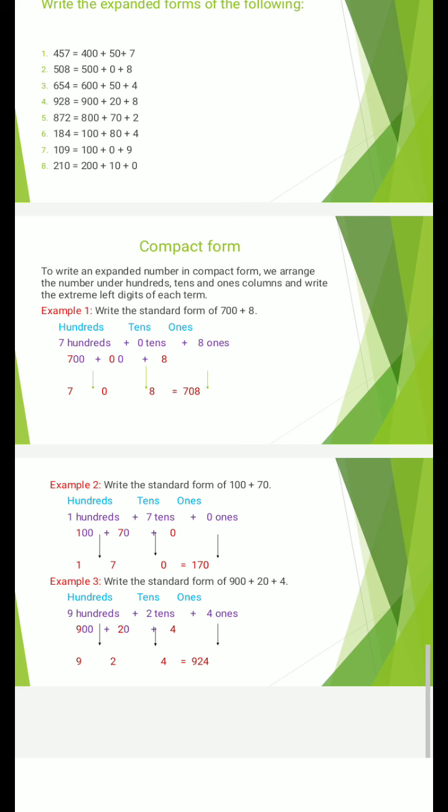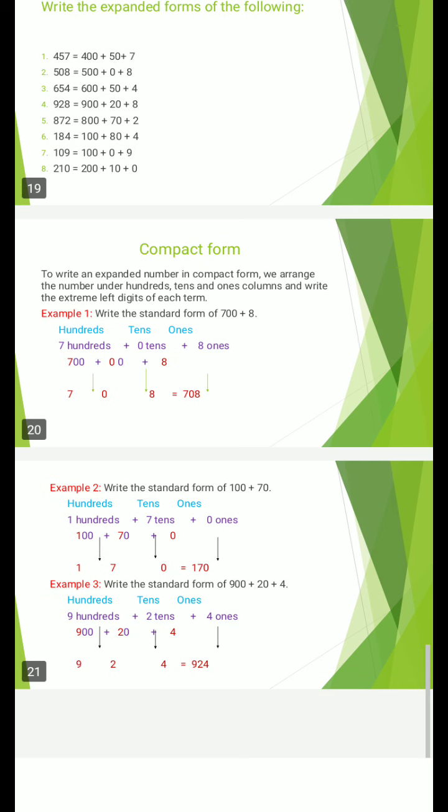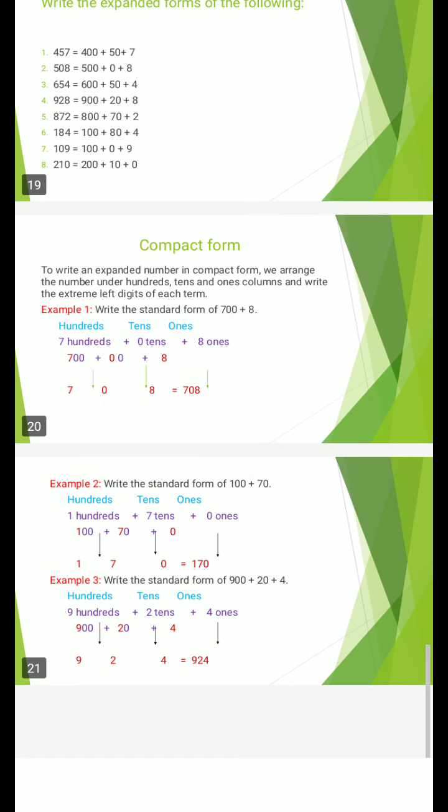To write the standard form of 700 plus 8, we arrange the given expanded form on the hundreds, tens and ones places. 700 plus 8 means there is no number given on the tens place. It contains only a hundreds place and a ones place digit. First we write the headings hundreds, tens, ones. 700 means 7 hundreds. There are no tens, so 0 tens plus 8 ones. So we get 700 plus 0 plus 8.